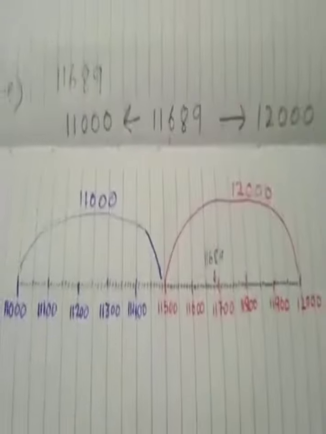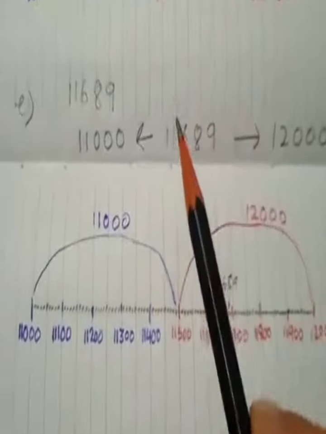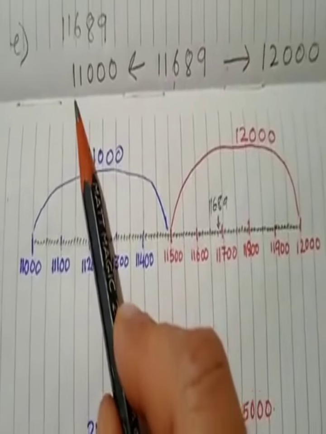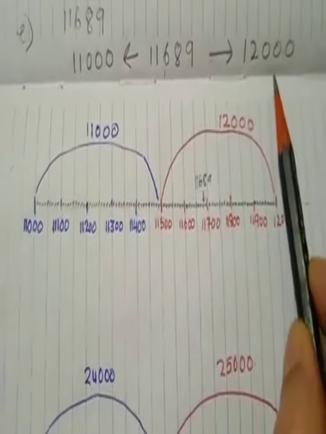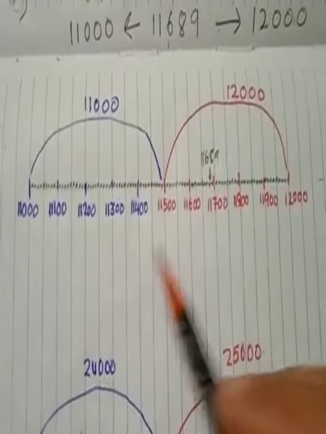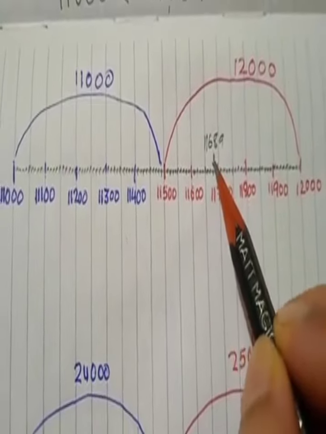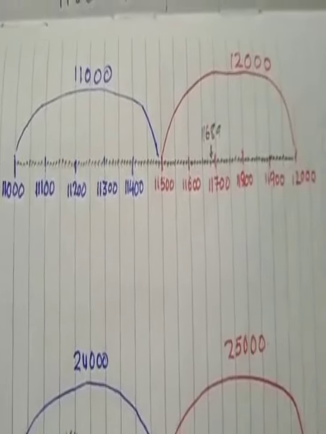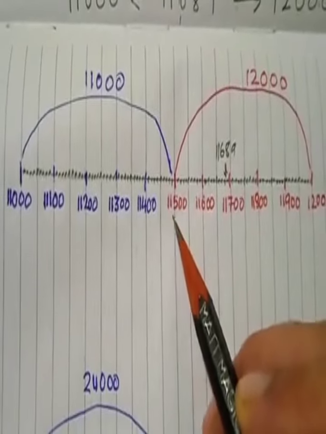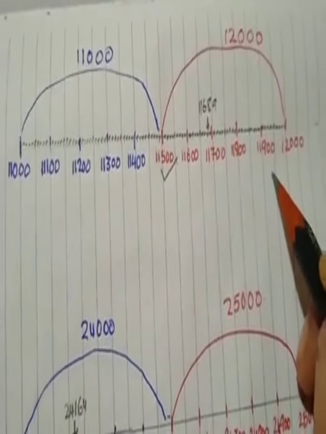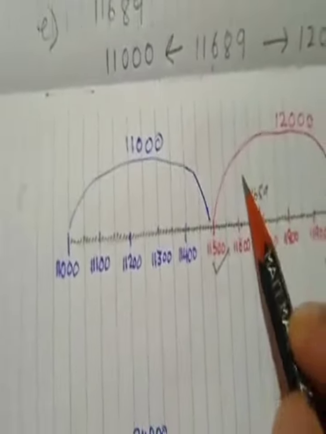If we want to represent it in the number line, 11,689 can be represented as 11,000, or it can be represented as 12,000. Let's see which is the correct one. 11,689 will remain somewhere here, which will fall under the arc of 12,000, isn't it? Because it is crossing the 11,500 mark. So it is coming under the 12,000s grade, so it is converted into 12,000.